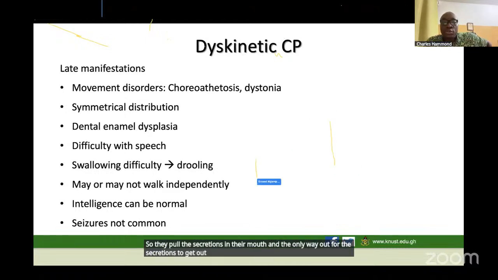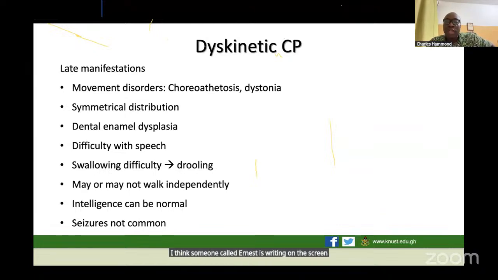and their only way for the secretions to get out is for them to drool. I think someone called Ernest is writing on the screen. If you can desist from that, we'll be very happy.